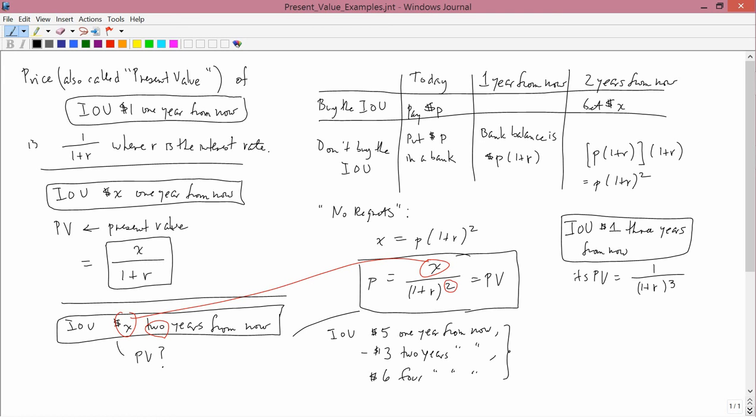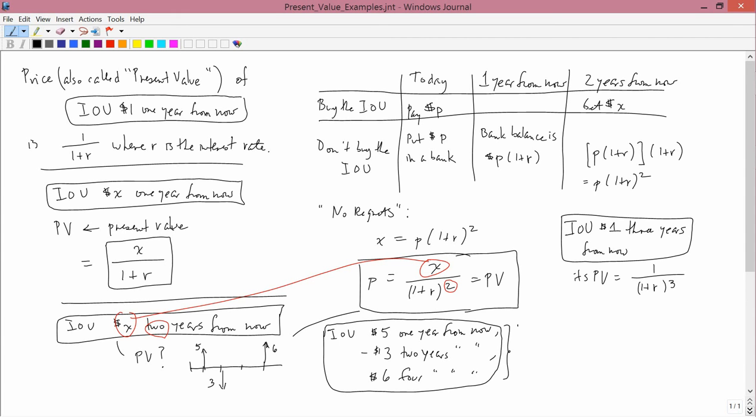So if that's an IOU, you could call it a compound IOU because there are several different flows of money. In fact, you could even graph it. So in the first year you get 5. Second year you lose 3. 3 years from now nothing happens, and 4 years from now you get 6. So that's the pattern of the flows.